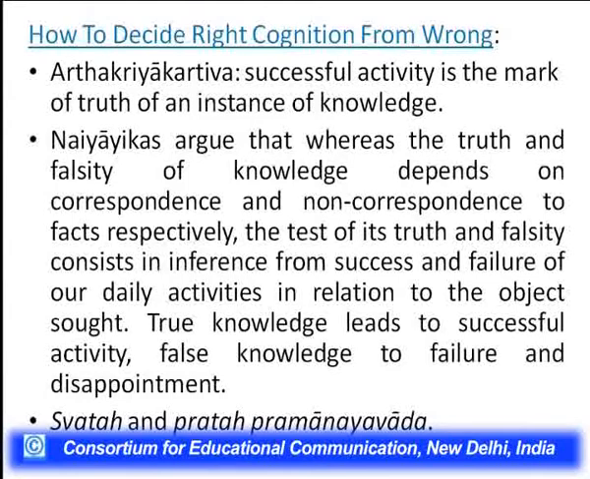But then another question that crops up before us is, since cognitions could be both right and wrong, and since in the situation of viparyaya also the same kind of certainty is noticed, then there must be a way of deciding the right cognition from the wrong one. So there must be a way of differentiating between the right cognition and the wrong one. What could that criteria be?